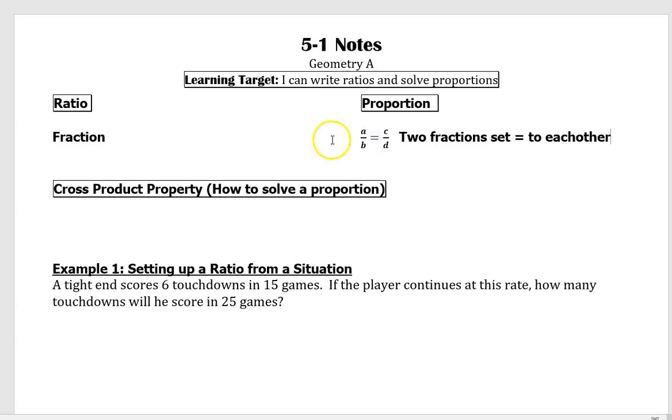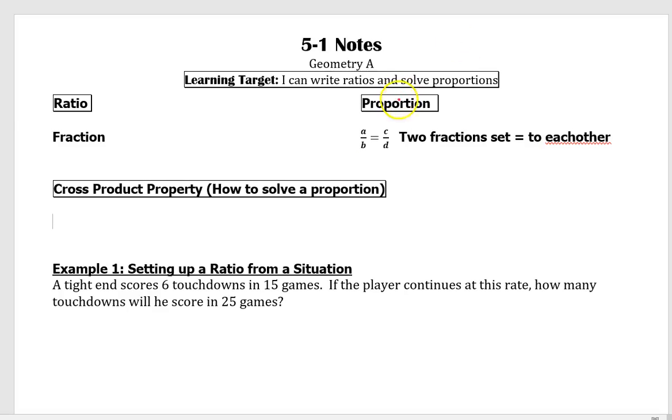So I just gave a little example with some variables here. A over B equals C over D. So those are two fractions set equal to each other. We're going to do a lot of focus today on solving proportions. And to do that, where I put my next step here, is the cross product property, how to solve a proportion. So let me see if I can use this little inking feature here for you guys.